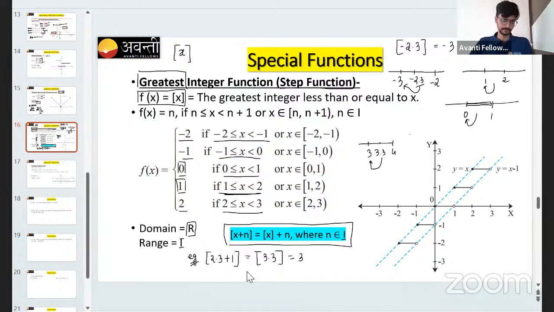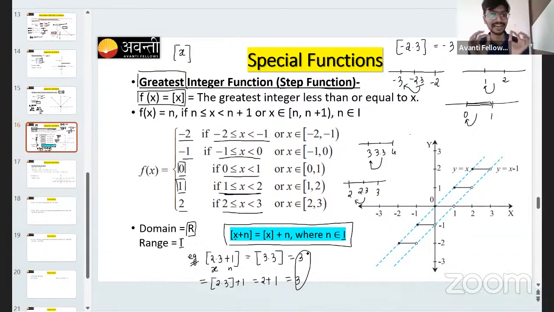Or else I can use this property. Here, in place of x there is 2.3, in place of n there is 1, which is an integer. So I can write this as step of 2.3 plus 1. And what is step of 2.3? If I take 2.3 here, what is on the left? 2. What is on the right? 3. I have to look at the lesser one, which is 2. This is basically 2 plus 1, which is again 3. Both the answers come as 3.